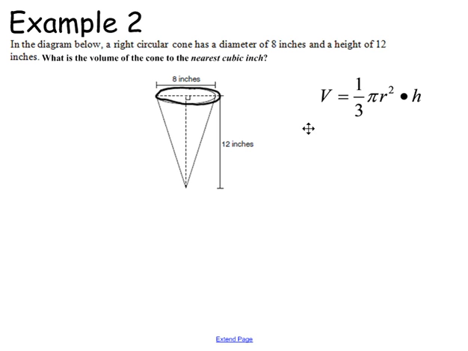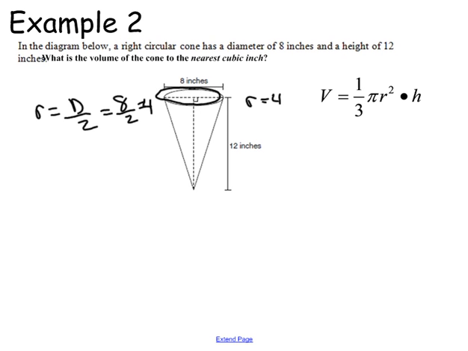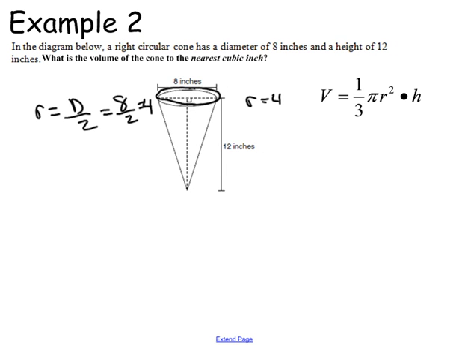All right, so we substitute. R is equal to 4. The radius is 4, right? Because the radius is half of the diameter. So we got to divide that 8 by 2, and we get 4 for the radius. And the height is 12, so we're going to substitute 12 for the height.